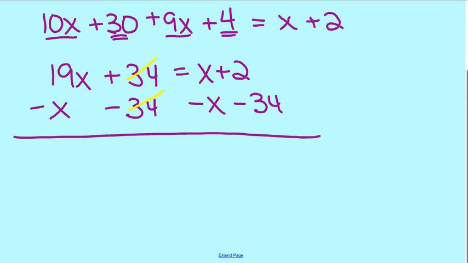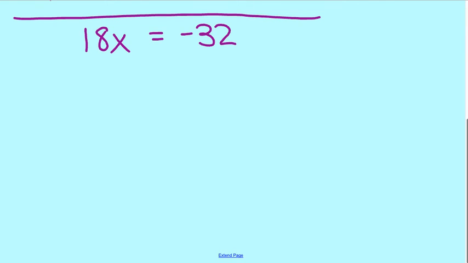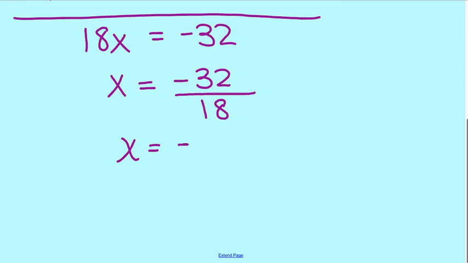So the positive and the negative 34 cancel. The positive and the negative x cancel. So we're left on the left-hand side 18x. We're left on the right-hand side negative 32. Then divide both sides by 18. Negative 32 divided by 18. Now, we want to see if we can reduce that at all. So we can divide both the numerator and the denominator by 2. So we'll get negative 16 over 9. And we are now done. Great job.